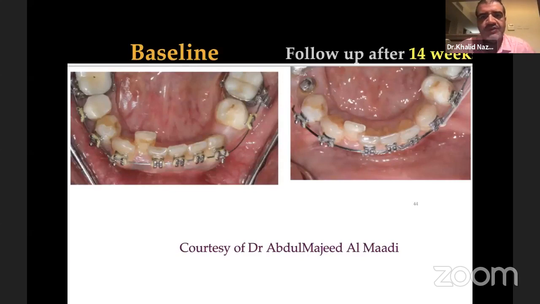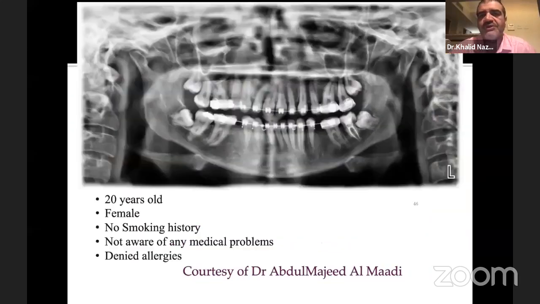The space is almost closed. The crowding is still not totally resolved, but you can see that in less than 3 months, this patient is going towards a lot of improvement without really creating a lot of damage.